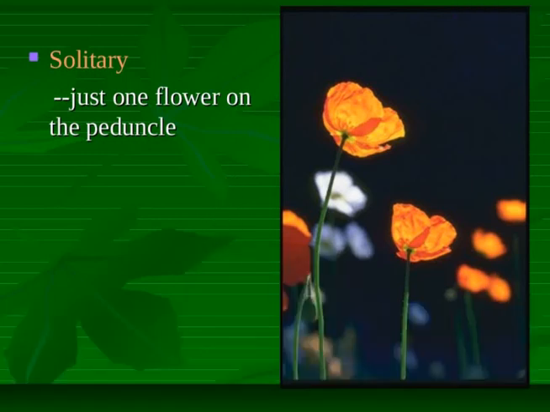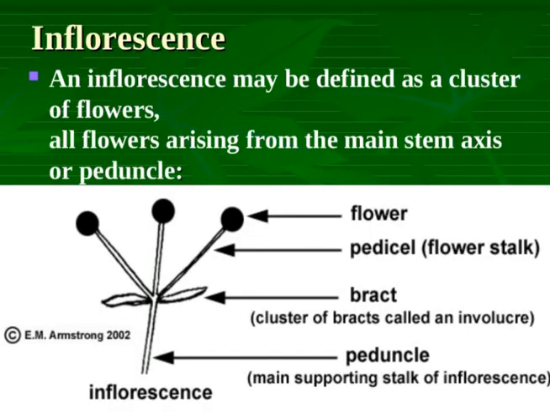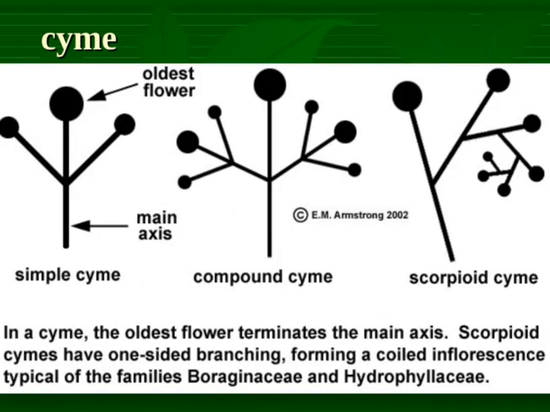But when the flowers are seen in bundles, they are called inflorescence. So inflorescence is of two types. One is called racemose inflorescence and the second is called cymose inflorescence. In cymose inflorescence, the main axis terminates in a flower, and further growth of that inflorescence is from lateral buds. And cymose inflorescence is of different types.